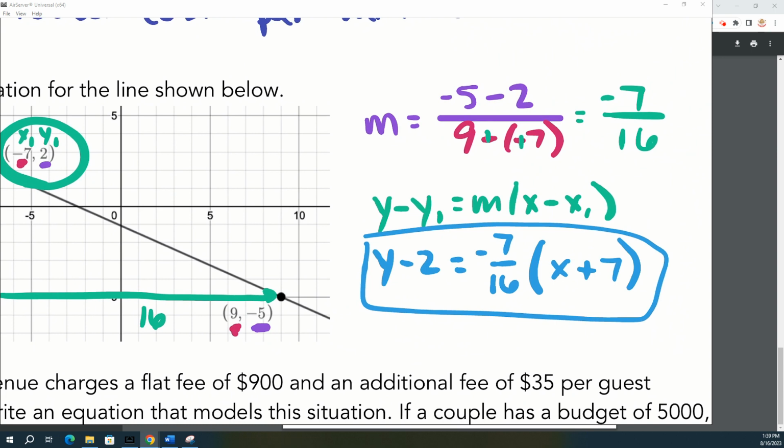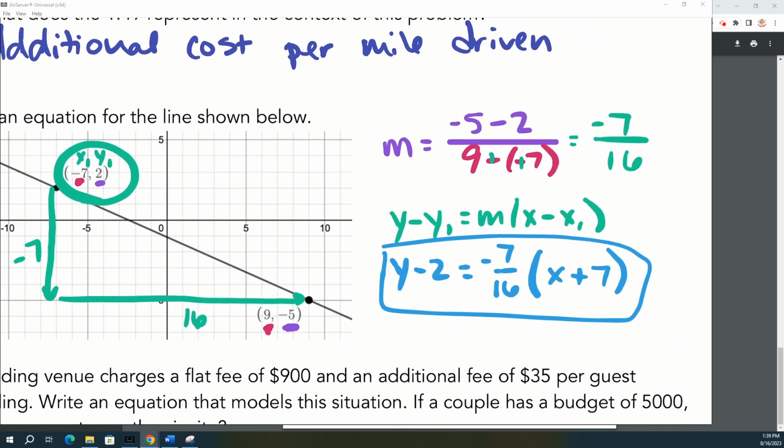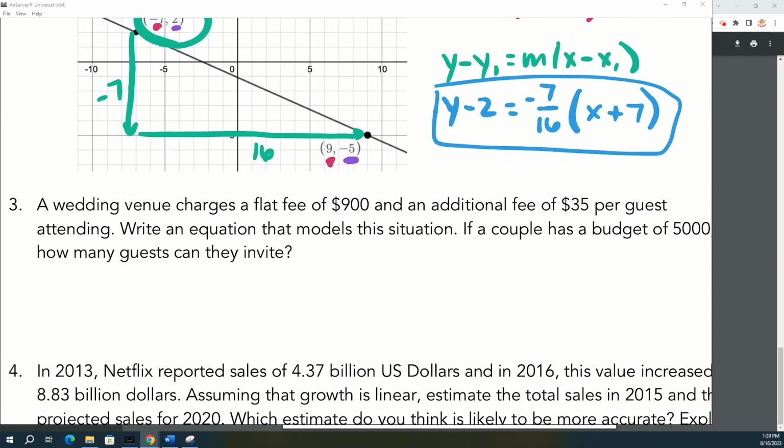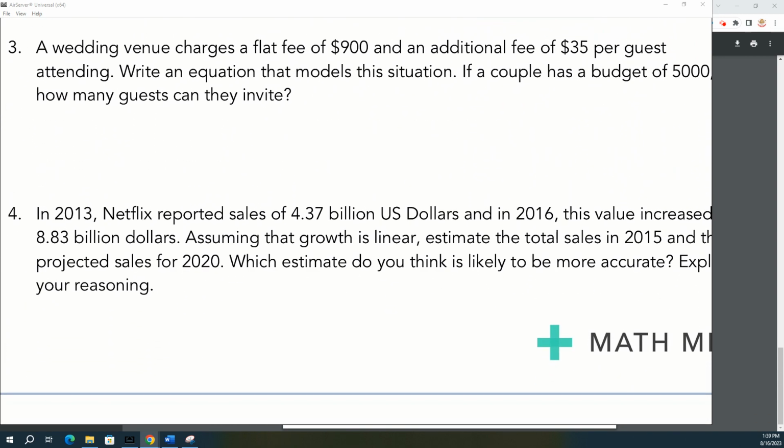Okay, we have a couple more. They're both conceptual problems. So 3 is about a wedding. A wedding venue charges a flat fee of $900 and an additional $35 per guest attending. Let's just start with that. Let's write an equation that models this situation.